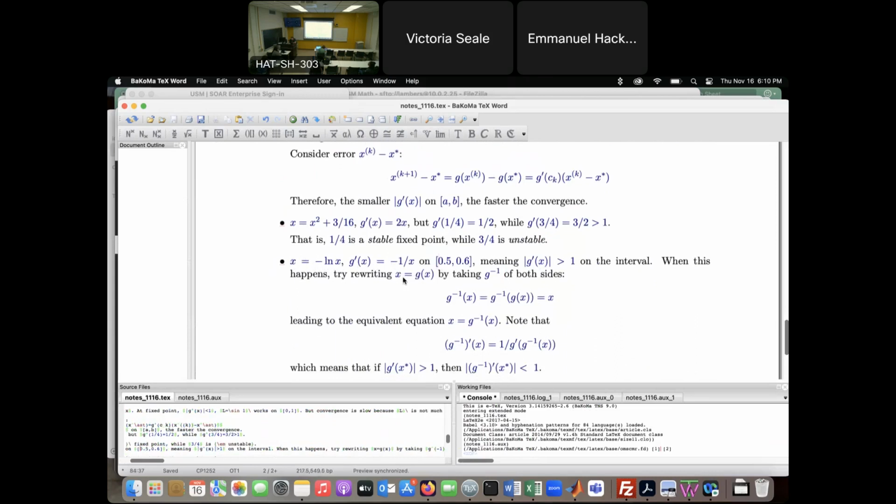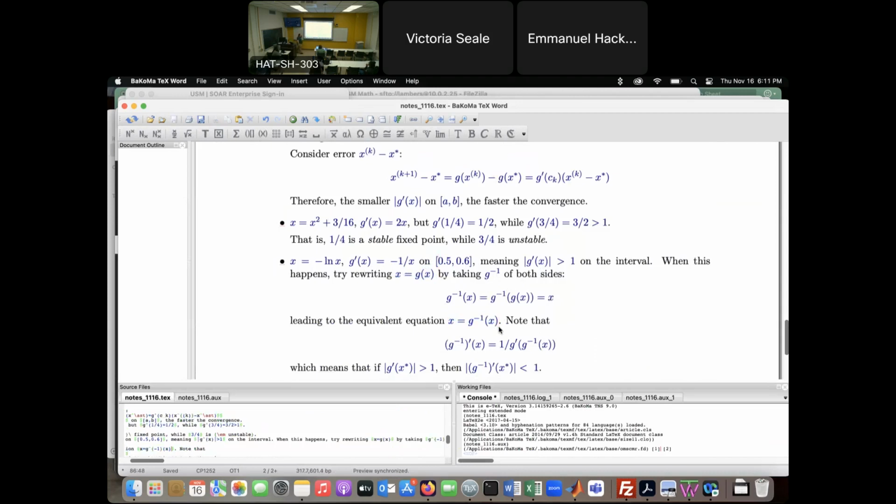So here's what you can do. And this is actually what I did in this example, but I'm showing you what you can do in general. You start with x equals g of x, and then you apply g inverse to both sides. So you have g inverse of x on the left side, and on the right side you have g inverse of g of x, but that's x. So x equals g of x is equivalent to x equals g inverse of x.